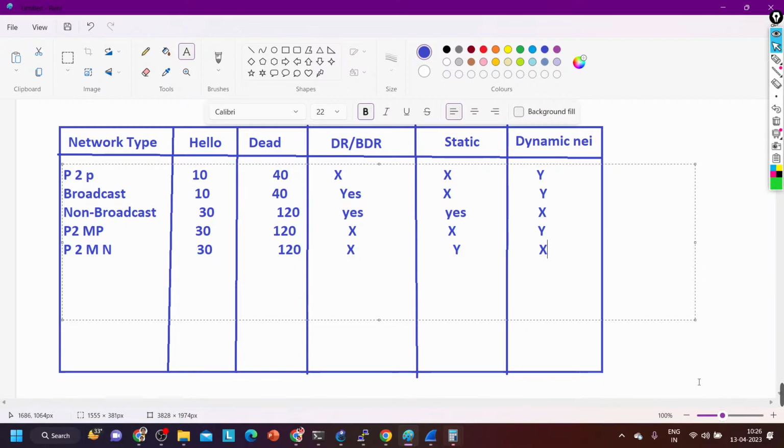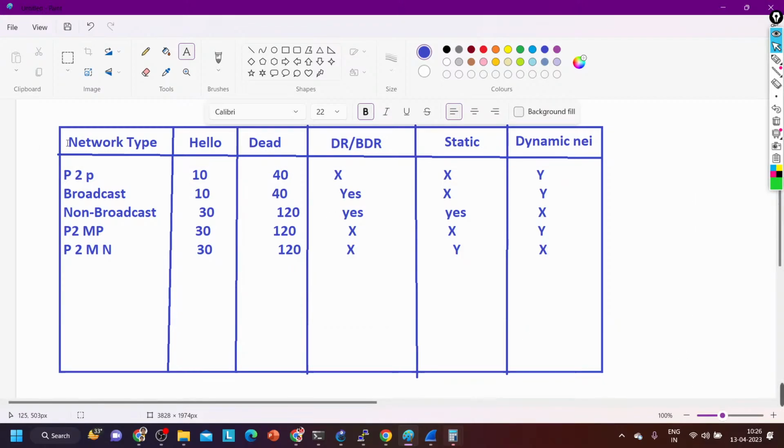Okay, is it clear? So what you can do, you can take a screenshot of this chart only. We are going to understand each and everything. Every network we are going to discuss one by one.